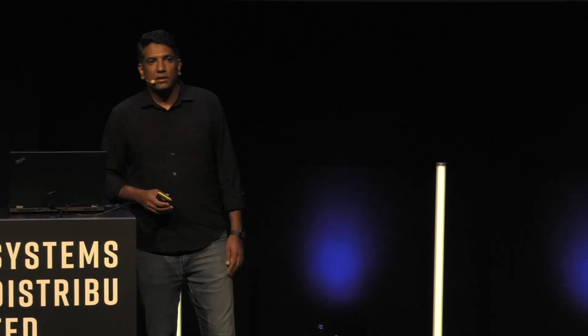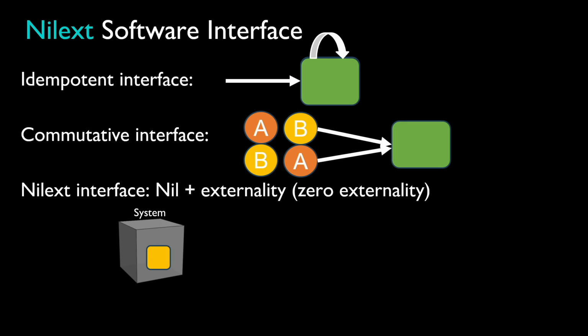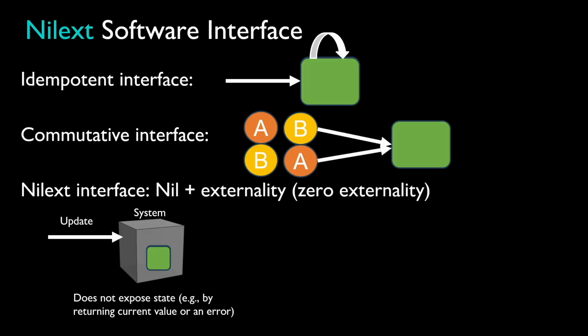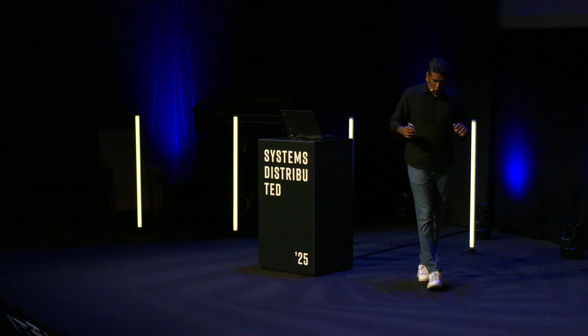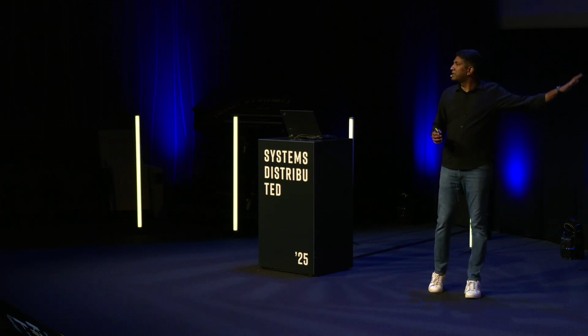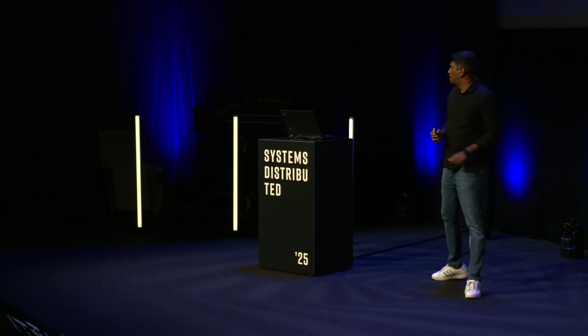The idea is that, let's say you have a system which has a piece of state within it. You allow an update to happen on the system, which actually changes the internal state of the system, but the system does not expose this state to the external world by returning the current value or the error to the external world. Rather, it can just say that, I'm done with this operation. That's the only contract. So if your operation does this, then that is a Nilext interface.